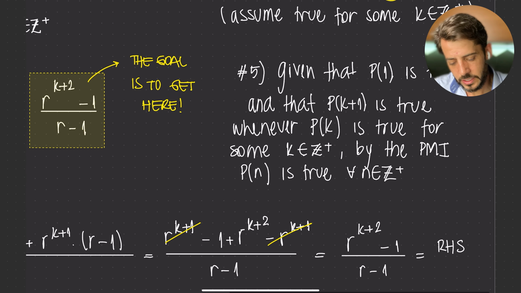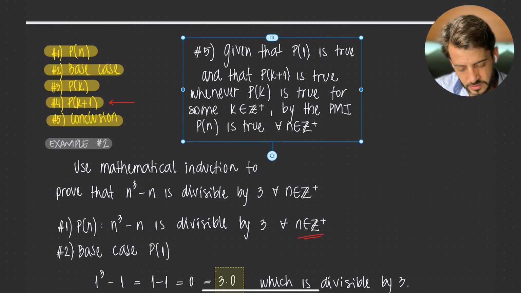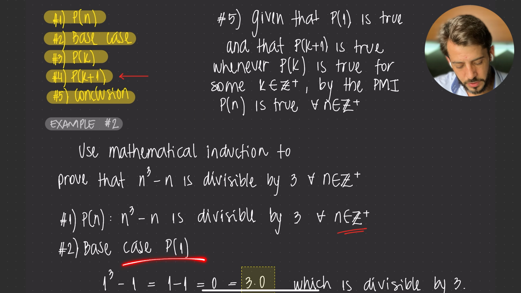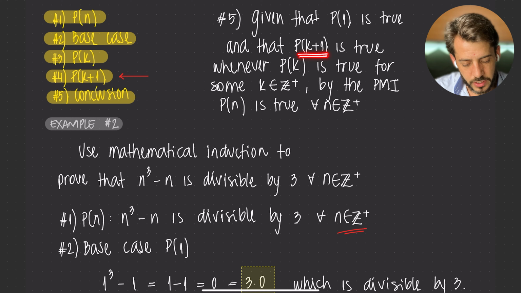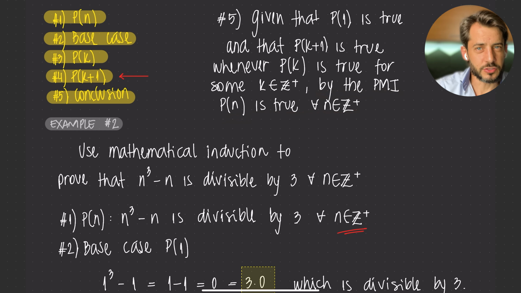I'm going to borrow the conclusion from the other exercise because actually it doesn't change at all. Given that P of 1 is true, which is our base case, and that P of k plus 1 is true whenever P of k is true for some positive integer k, then by the principle of mathematical induction, P of n is true for all positive integers. And there you have it. This is induction proofs in 5 simple steps.